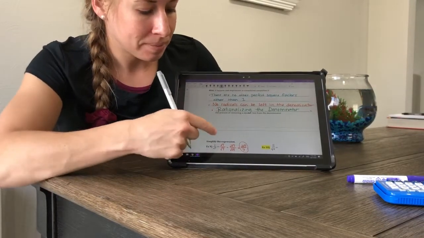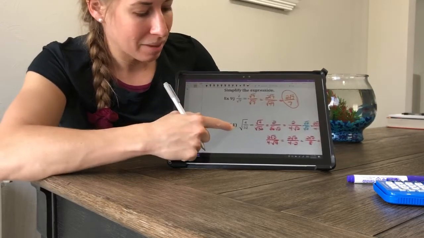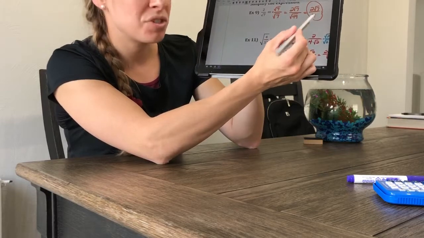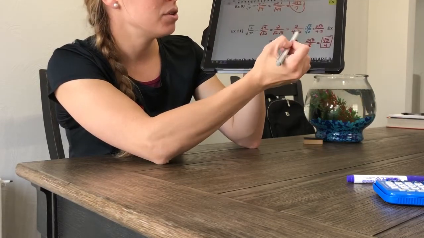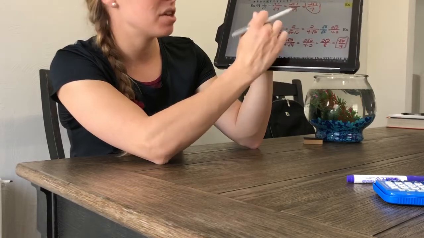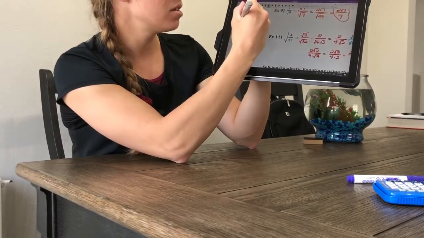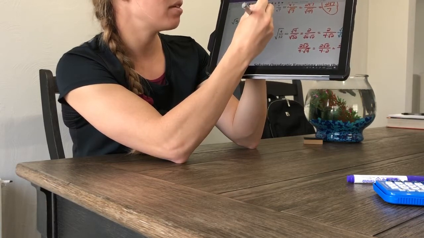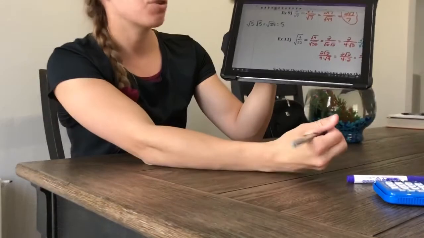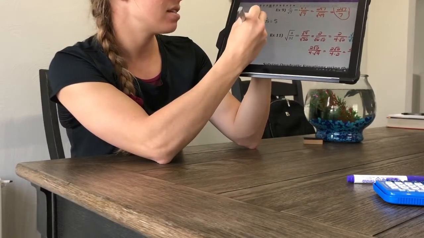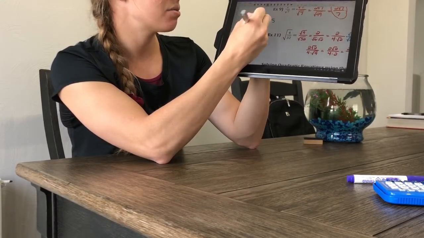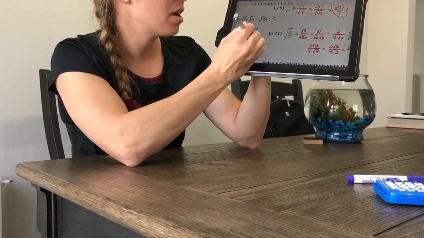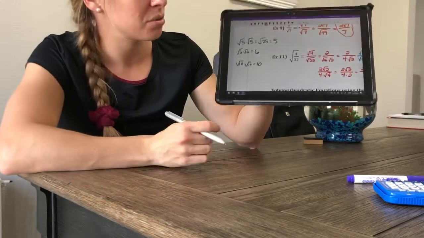And when you're doing that, every time, so we had the square root of 7 times the square root of 7, which is the square root of 49, which was just 7. The square root of 2 times the square root of 2, which is the square root of 4, which is just 2. So what you should notice is like the square root of 5 times the square root of 5 is the square root of 25, which is just 5. The square root of 6 times the square root of 6 is 36, which is just 6. The square root of 10 times the square root of 10 is 100, which is just 10.